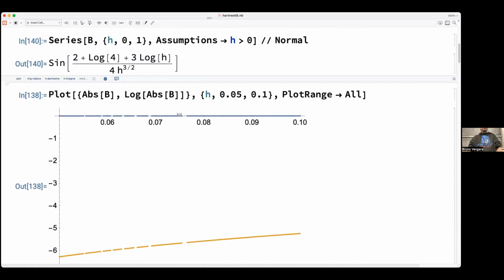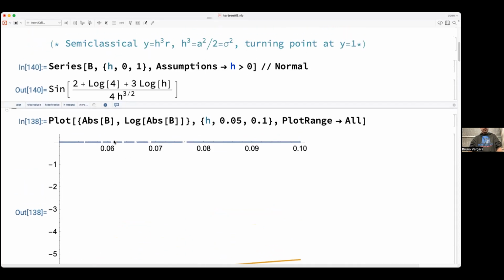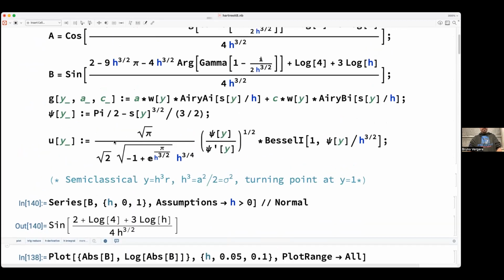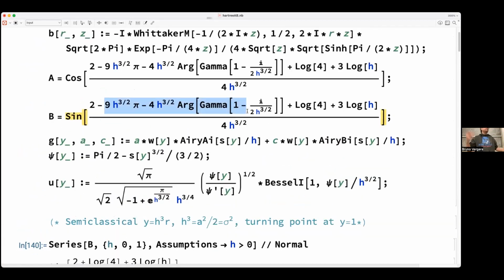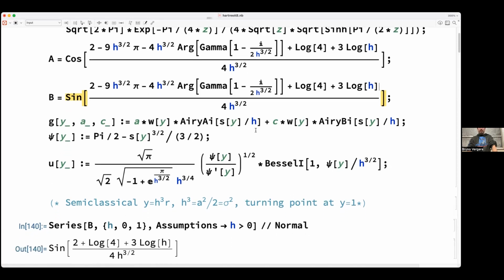I just wanted to get an idea of how this was as a function of h, but it's just what we have here. It's purely oscillation. But no, I thought we agreed that at least B should go to 0 as h goes to 0. So B is the coefficient of the A reading at infinity.